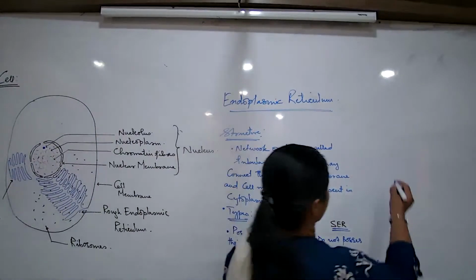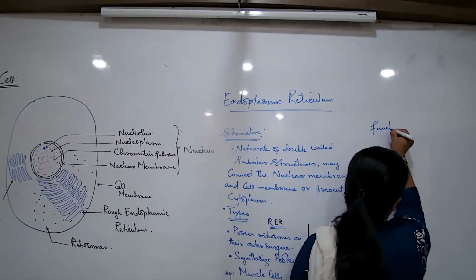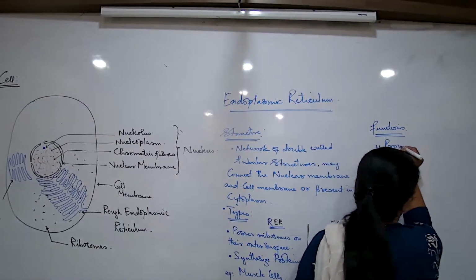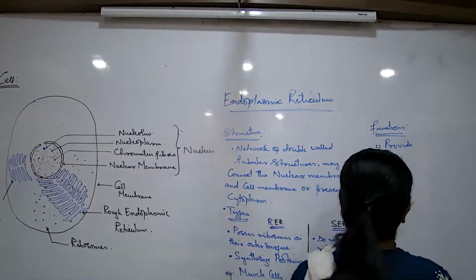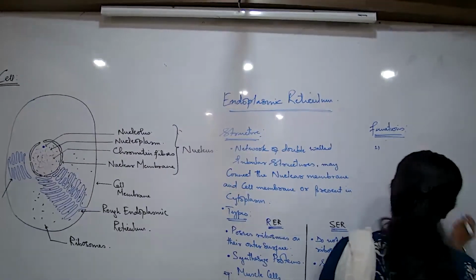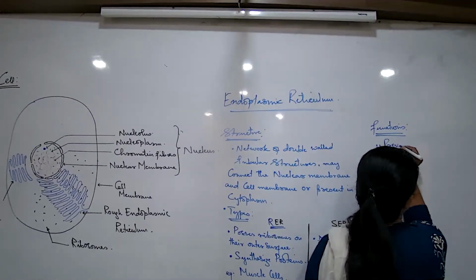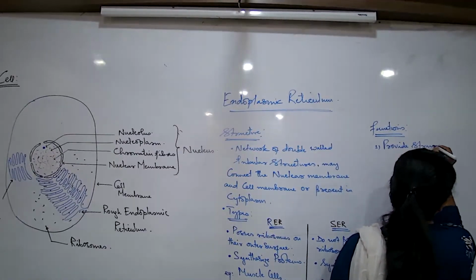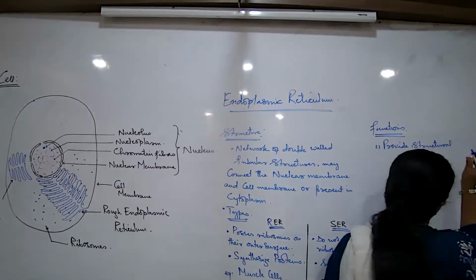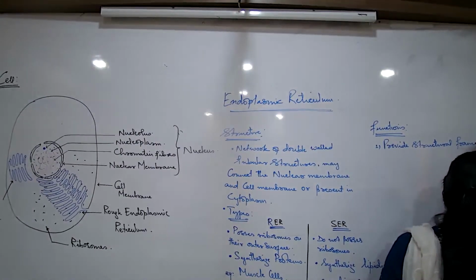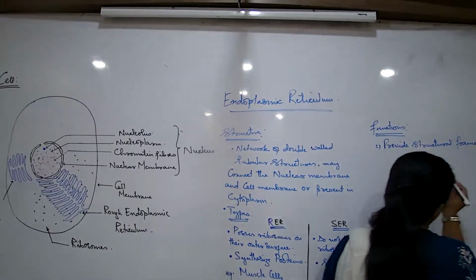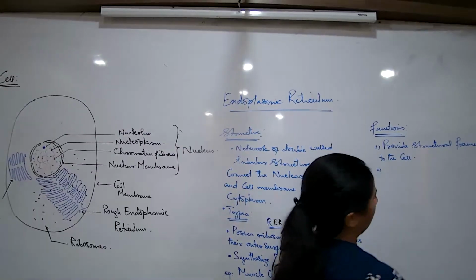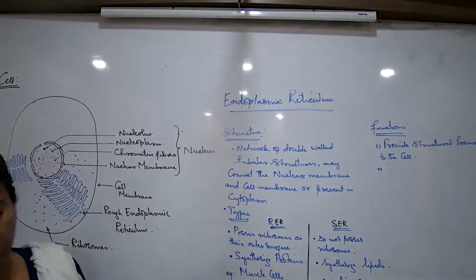What are the common functions? Let us learn now. What are some of the common functions of the endoplasmic reticulum? What are the general functions? Since they are a tubular network, they provide a structural framework, meaning they give shape to the cell, just like our bones.